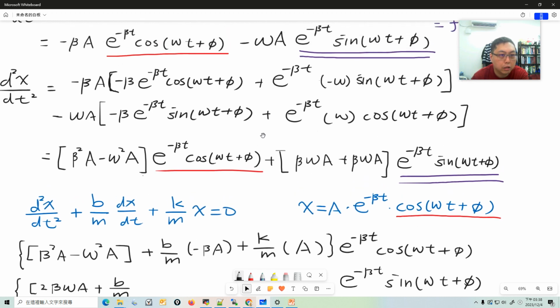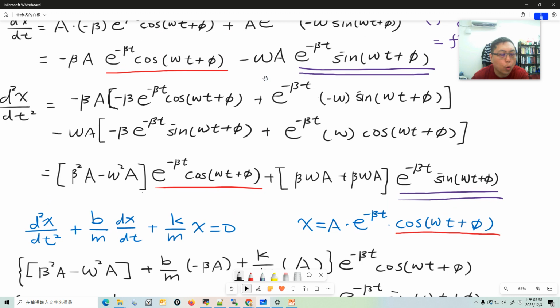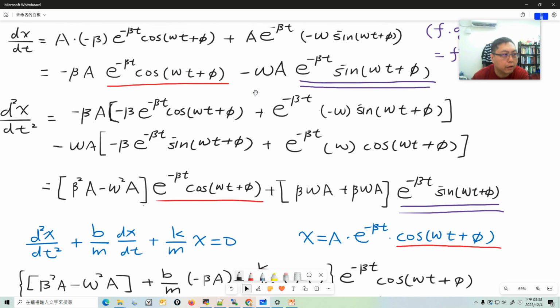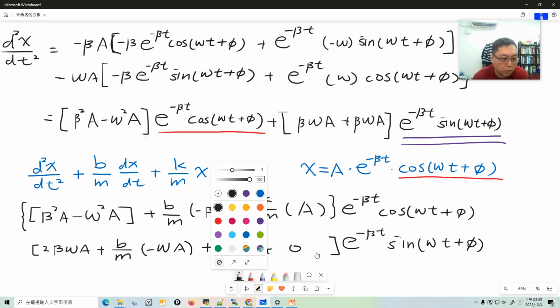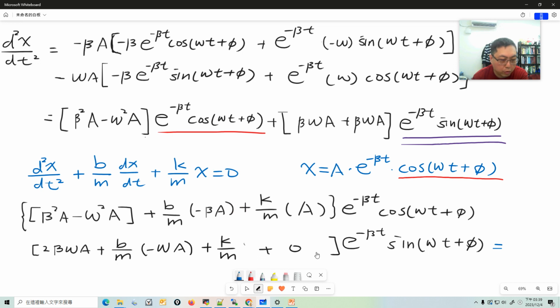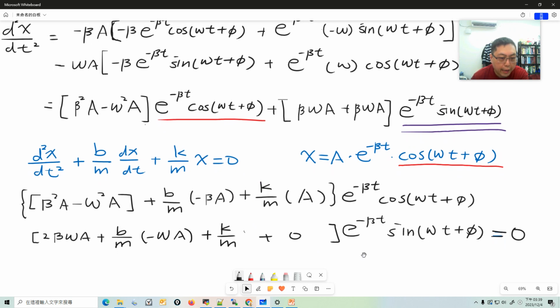What's our dx/dt? It is minus omega A, and minus omega A, and plus k over m. In this x we only have cosine, so there's no sine, so plus 0. Adding this all together, this equation will become 0. It's equal to 0. So we have these two terms.